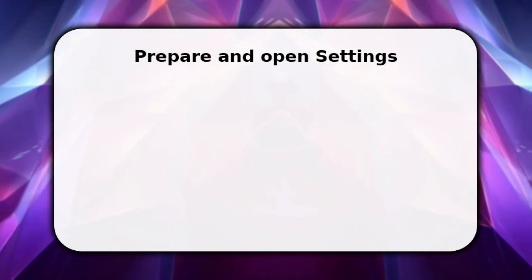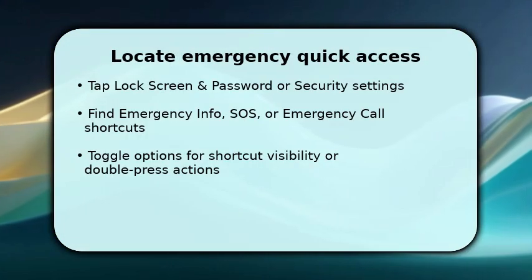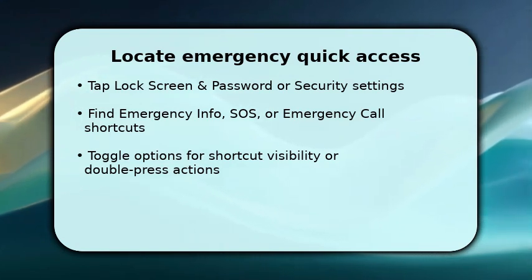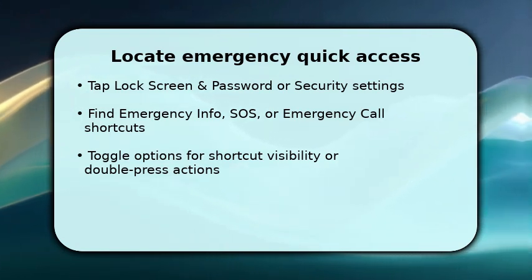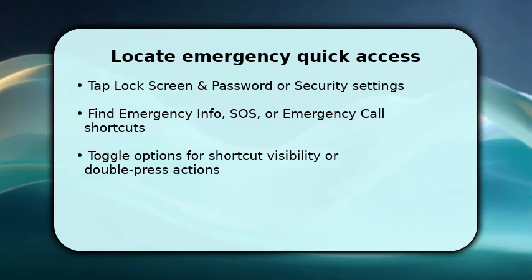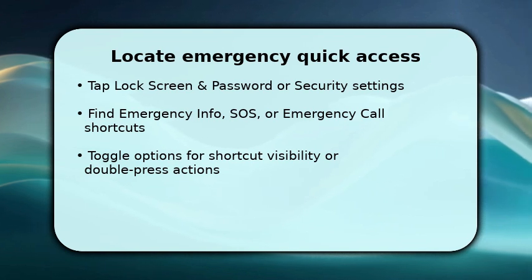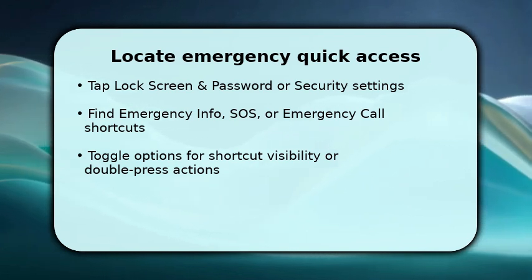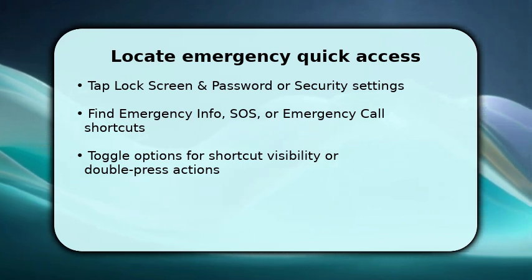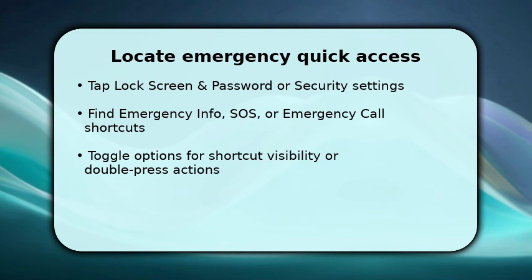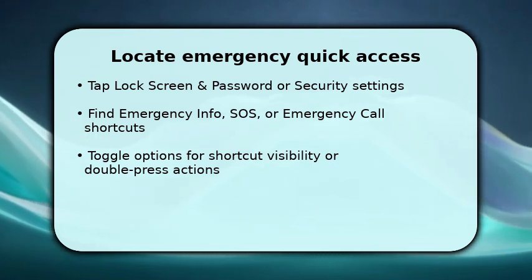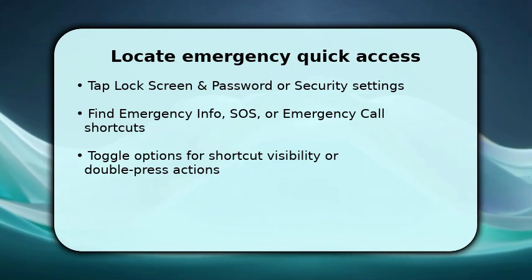Once done, go directly into lock screen and password or the security section and look for emergency SOS, emergency information, or emergency call shortcuts. Different ColorOS builds place the feature under lock screen or accessibility, so check both if needed. When you find emergency call Quick Access, read the label to confirm it controls the lock screen shortcut or the power button double press. Make sure to note whether it's enabled so you can safely change it without affecting other emergency features.